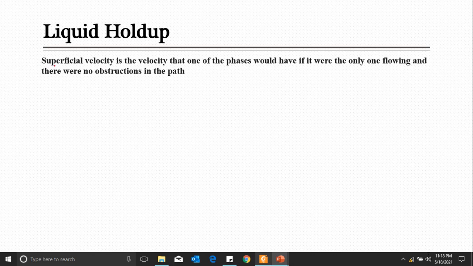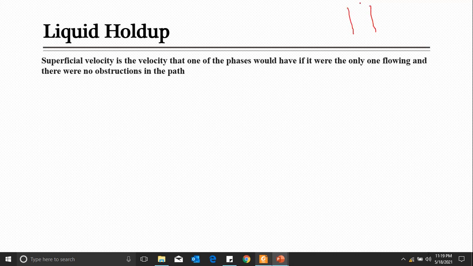Maybe you already know that whenever something is flowing inside any pipe or duct or any path, and only that phase is passing through that path, the velocity of that fluid flowing through the path without any obstruction or restriction will be named the superficial velocity.